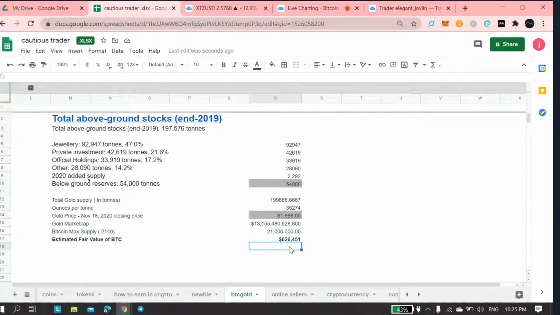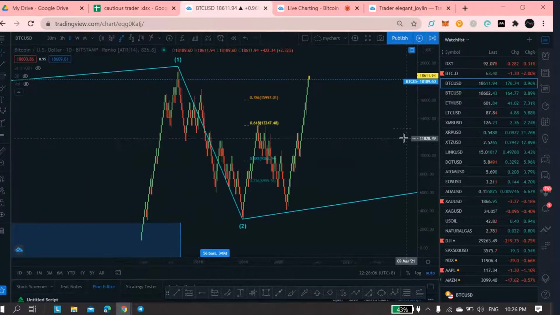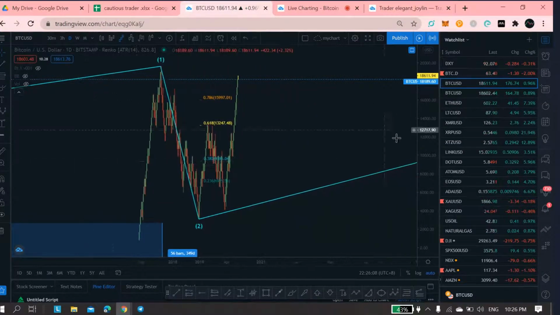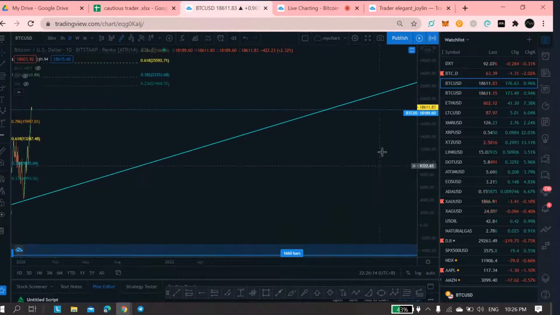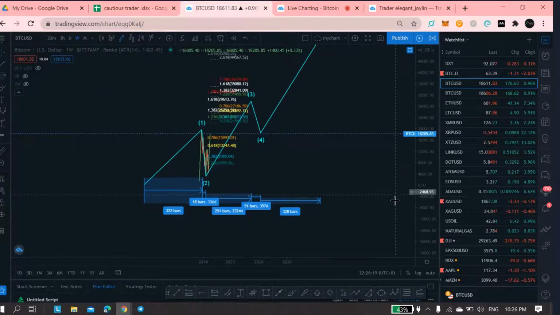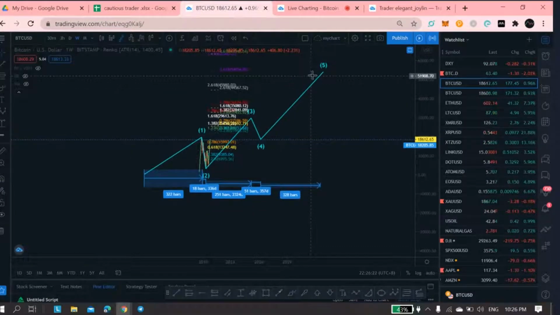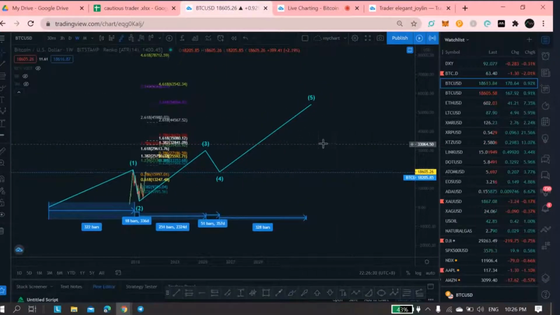Which is actually almost close to what the Elliott wave, what's that? I think around 50 or $70,000. Yeah. Let me just go back to it. Because the wave 3 is around or close to 30,000. And let me just use the weekly. So yeah, possibly around that $60,000, the 10% of gold market cap.